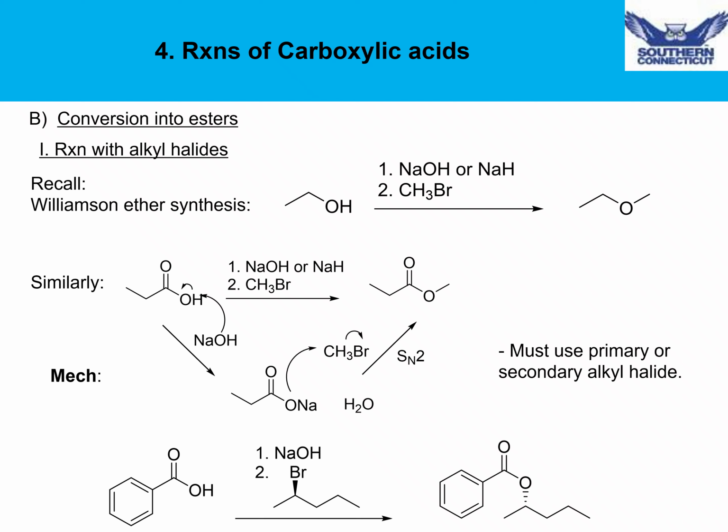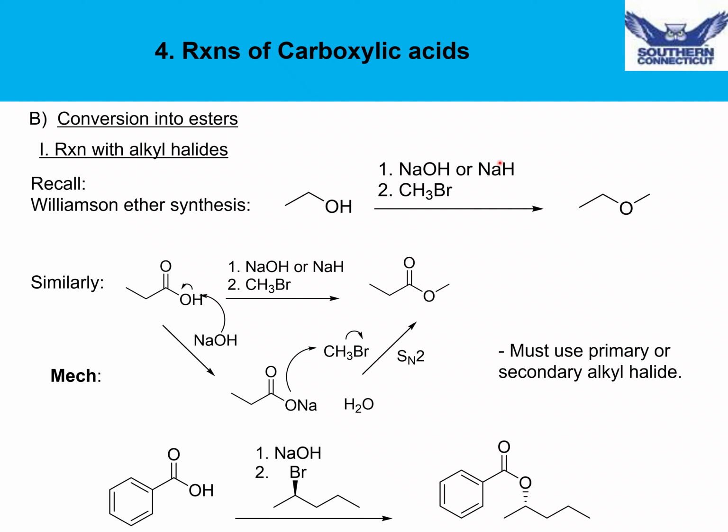Carboxylic acids can be converted into esters a number of ways. One of those is by reaction with an alkyl halide. You might recall a reaction earlier this semester called the Williamson ether synthesis, which involves starting with an alcohol, adding base, such as sodium hydroxide or sodium hydride, followed by an alkylating agent like methyl bromide.